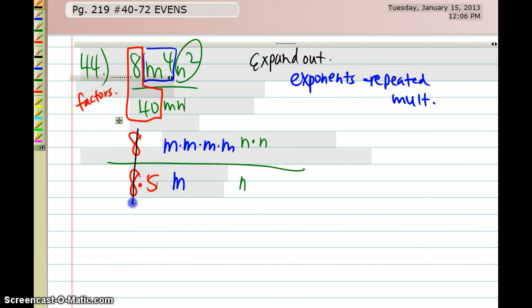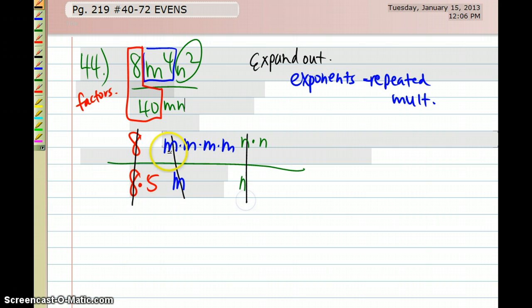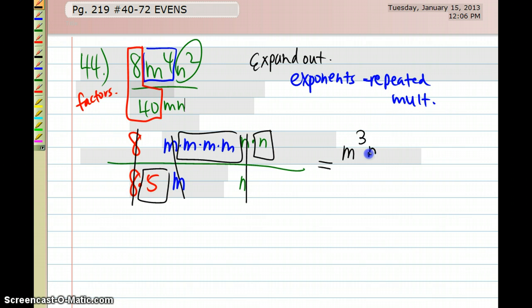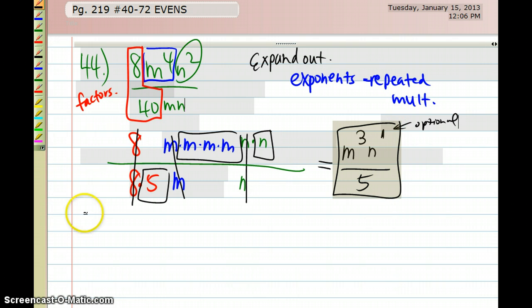8 divided by 8 would give me 1. M and m is 1. N divided by n is 1. These are all ones. So what I have left is this m, these n's, and this 5, giving me m to the third, n to the first. If I want to put that, that's optional, over 5. And there's my final answer.